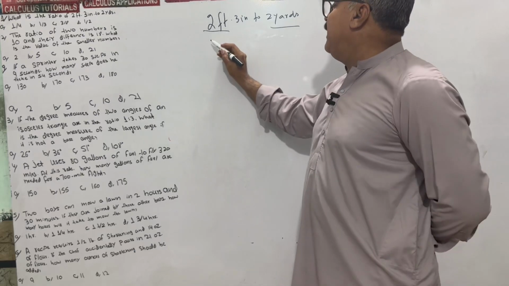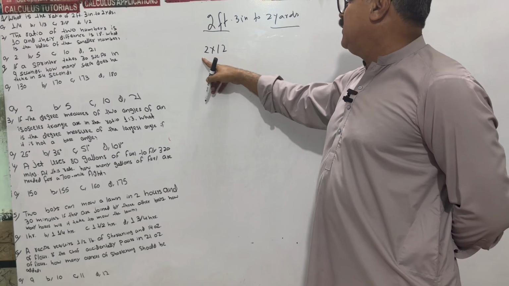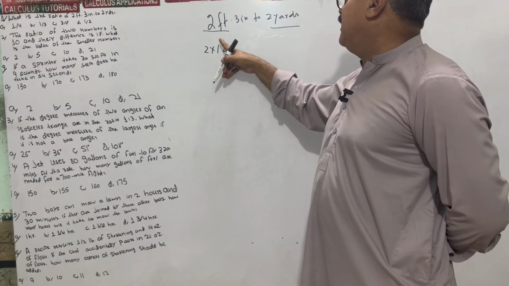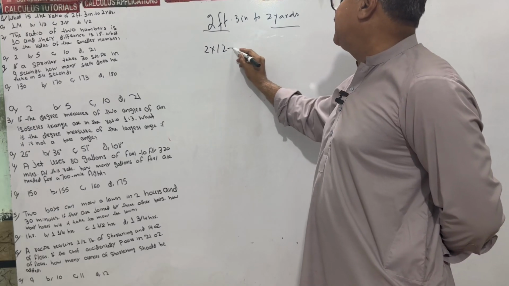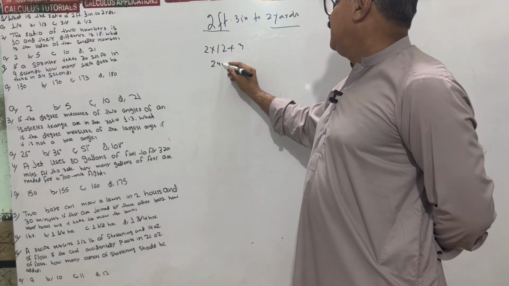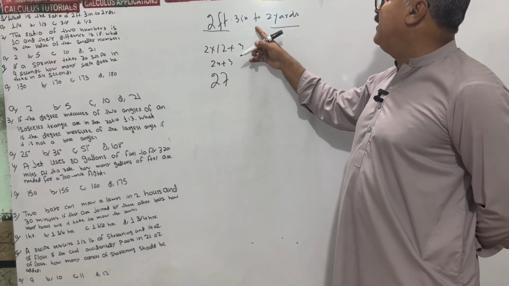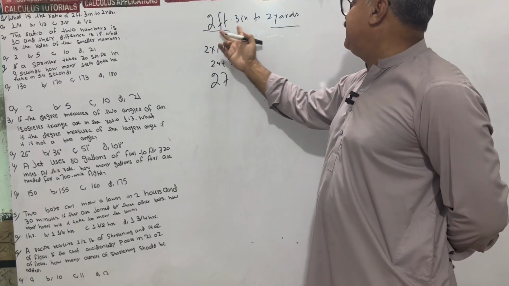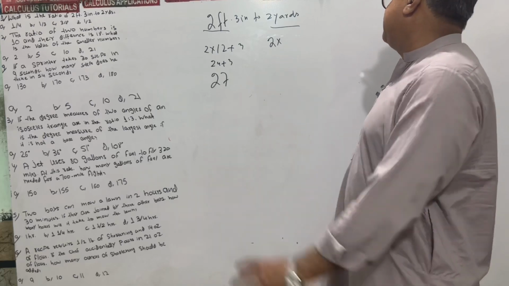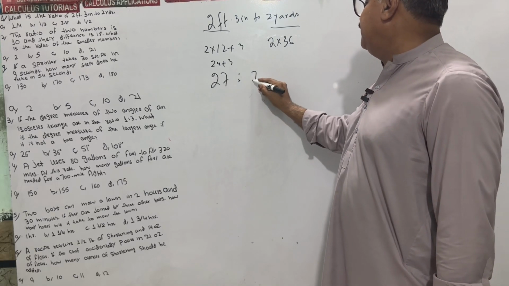We are familiar that each foot consists of 12 inches. 2 feet means 2 times 12. We have converted feet to inches, plus we have been given 3 inches as well. 2 twelves are 24, 24 plus 3 becomes 27 inches. We have to find the ratio of 2 feet 3 inches to 2 yards. Each yard consists of 36 inches. 2 times 36 becomes 72.